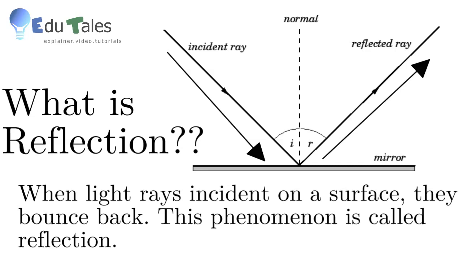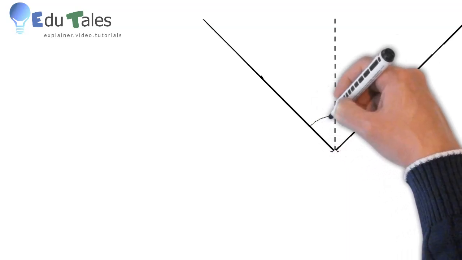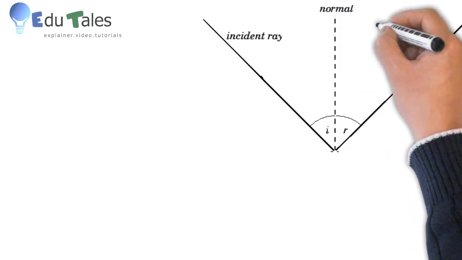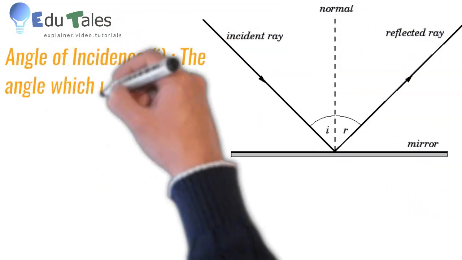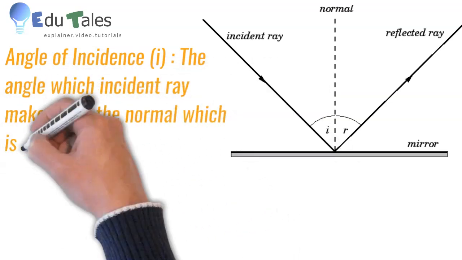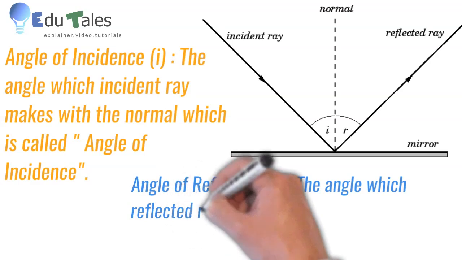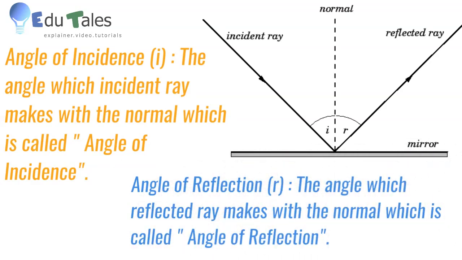Now let's talk about angle of incidence and angle of reflection. Here, the imaginary perpendicular dotted line is called the normal. The incident ray makes an angle with the normal, which is called angle of incidence, while the reflected ray makes an angle R with the normal, which is called angle of reflection.